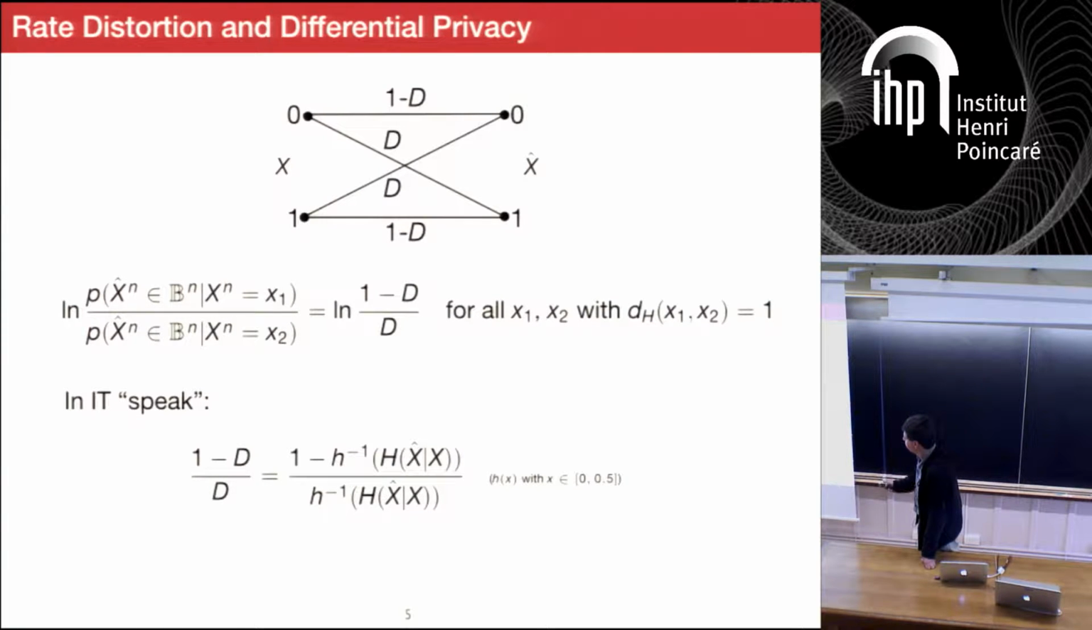So for this small rate distortion problem here, you can see that if the conditional entropy of x hat given x is big, then the epsilon would be very small. So we have a relation between IT quantities and quantities in differential privacy. So let's keep that in mind. We go back to that on the very last slide.